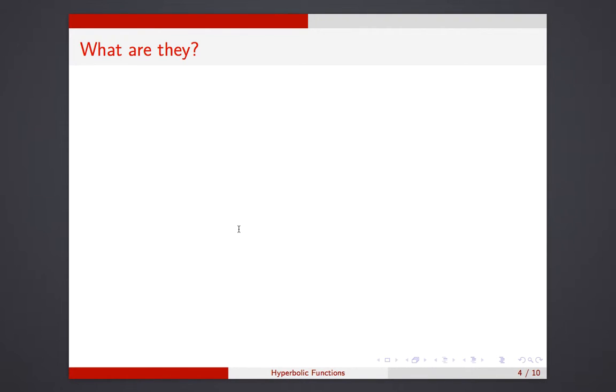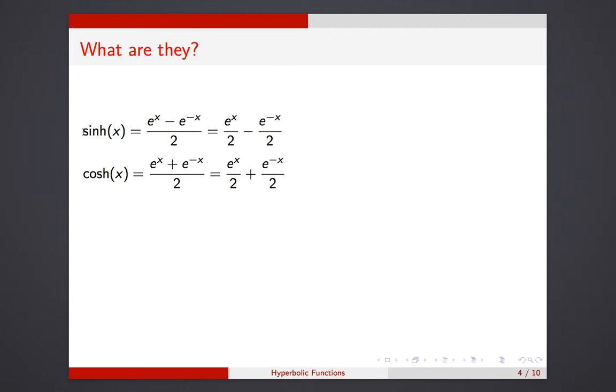What are these functions? Let me define them for you. Here is hyperbolic sine. It's defined as a difference of exponential functions. Here is hyperbolic cosine. The little h is just for hyperbolic, so this isn't sine we're talking about. This is hyperbolic sine, which is different. Hyperbolic sine is defined like this: e to the x minus e to the negative x, all divided by 2. You can split that fraction into 2 pieces if you want to: e to the x cut in half minus e to the negative x cut in half. Hyperbolic cosine is defined the same way, except that the minus is turned into a plus.